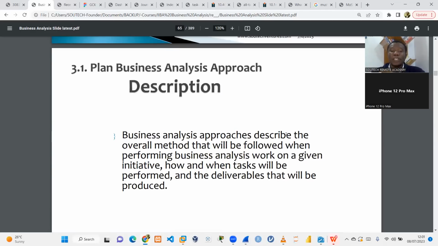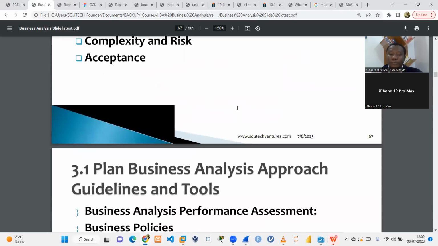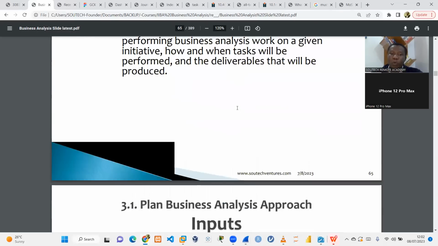So plan business analysis approach describes the overall method that will be followed when performing business analysis work on a given initiative, how and when tasks will be performed, and the deliverables that will be produced. So you see, for each of the different tasks you are doing and each of the different techniques you're going to be exploring, you must have what you want to achieve.